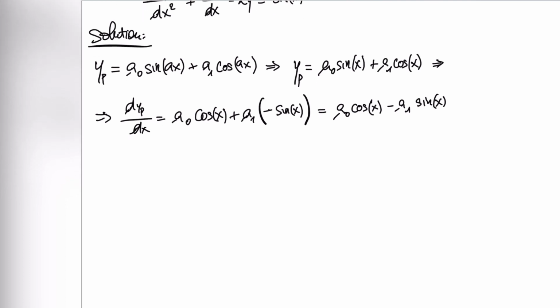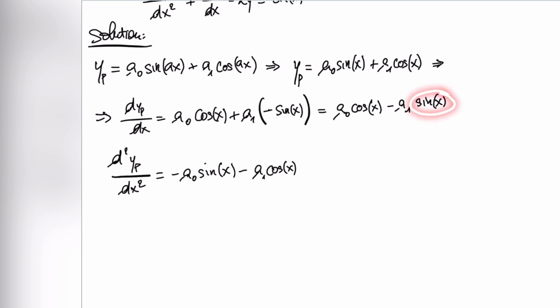Now we find the second derivative, which is d squared y of p dx squared. So the second derivative would be the first derivative of this one, which is equal to minus a0 sine of x, because the derivative of cosine of x is minus sine of x, and then we have minus a1 cosine of x, because derivative of sine of x is cosine of x.